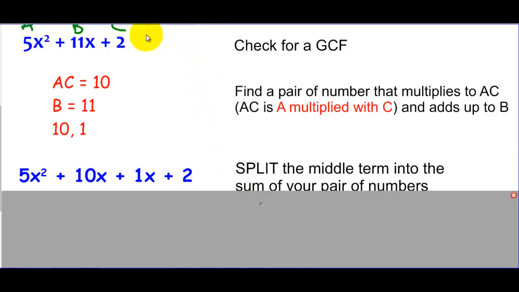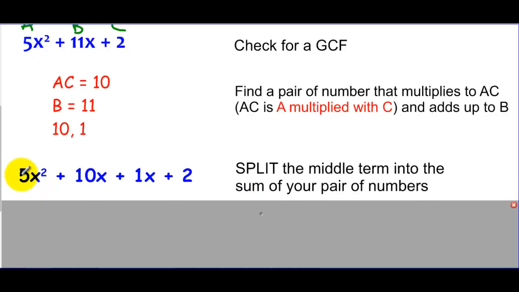So instead of 11, I say now, because of this process here, the way to split up 11 is into 10 plus 1. Okay? And then after we do this, now I see a 4-term expression, and after this it's just let's use the grouping method. So I'm going to group the first 2 terms and the second 2 terms, and I'm going to do the grouping method.